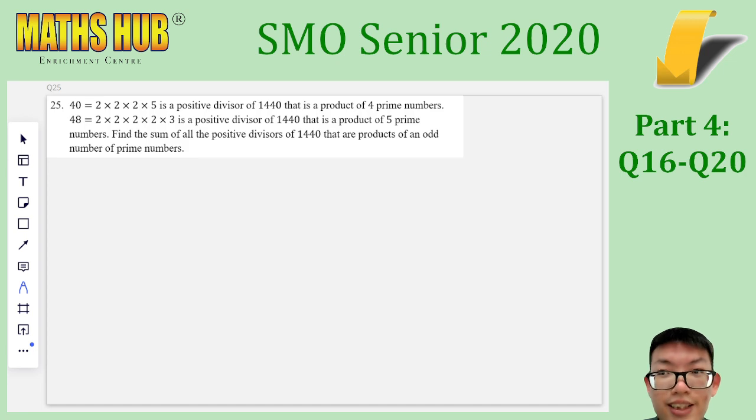Last but not least, question 25. They give two examples of divisors of 1440. 40 is a product of 4 prime numbers, and 48 is a product of 5 prime numbers, and we are asked to find the sum of all the positive divisors of 1440 that are products of an odd number of prime numbers.